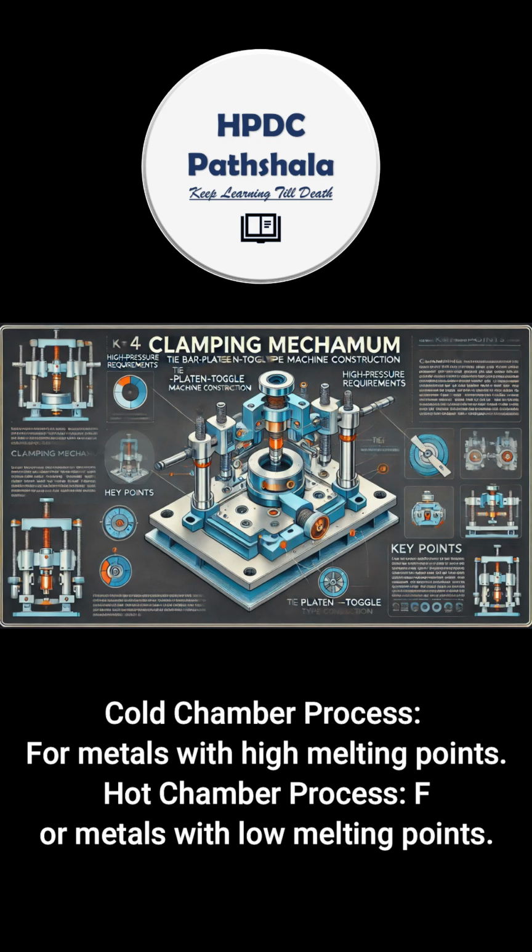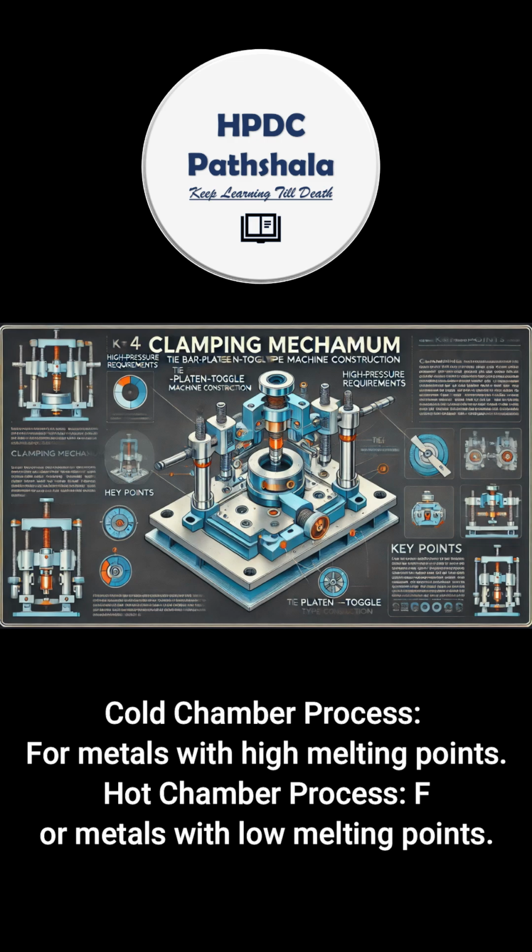In the cold chamber process, typically used for metals with higher melting points such as aluminum, magnesium, and brass, the molten metal is ladled into a horizontal steel tube called the cold chamber or shot sleeve. A shot plunger then pushes the metal into the die. The portion of metal that remains in the cold chamber and solidifies with the casting is known as the biscuit.